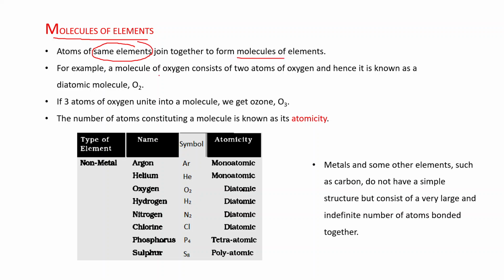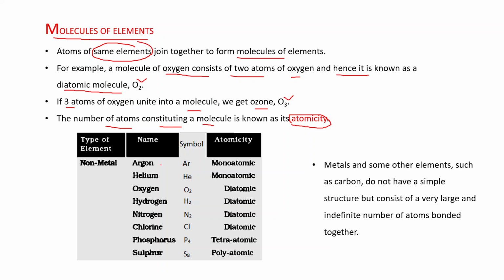For example, a molecule of oxygen consists of two atoms of oxygen and hence it is known as a diatomic molecule, represented as O2. If three atoms of oxygen unite into a molecule, then we get ozone, represented as O3. O3 is the formula of ozone. The number of atoms constituting a molecule is known as its atomicity. That is, how many atoms are present in a molecule is called its atomicity.